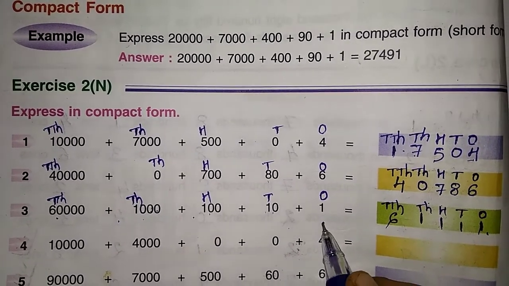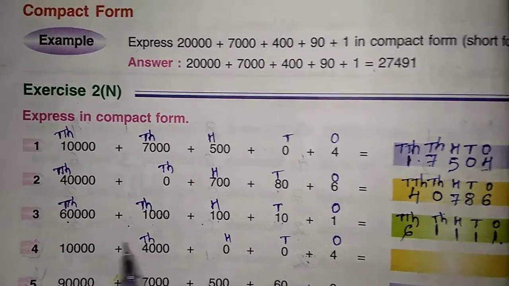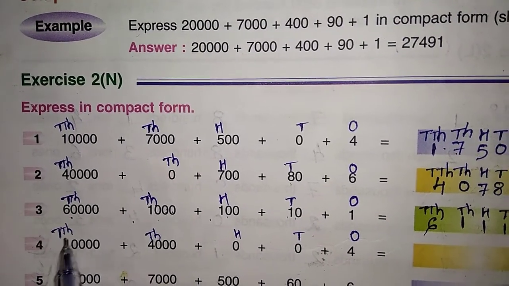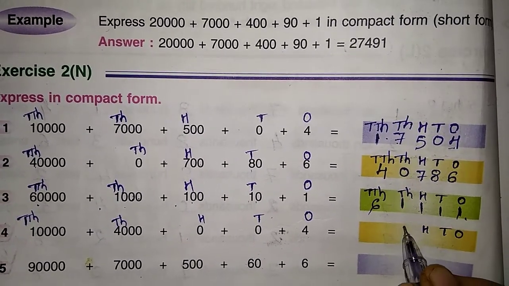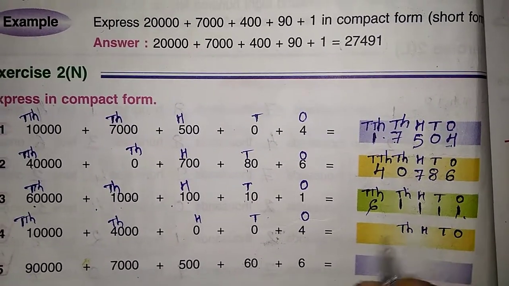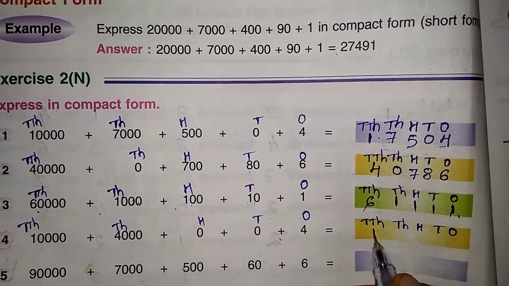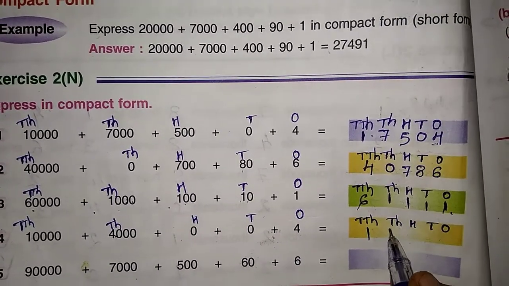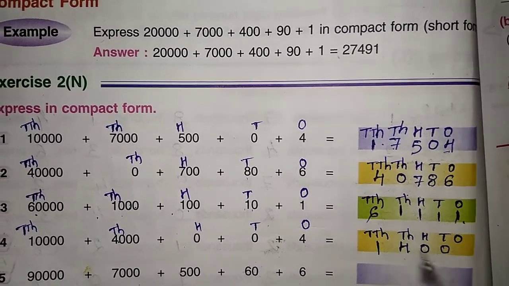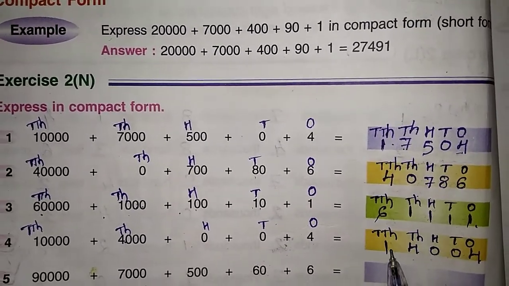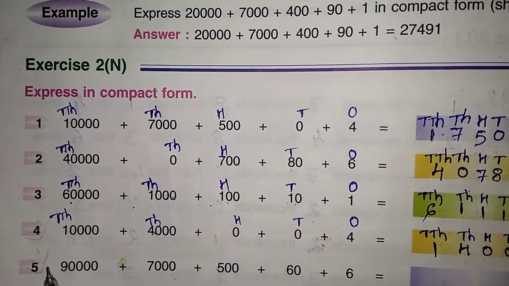We'll go for the fourth sum. In the ones place 4 is there. Tens place 0. Hundred place 0. Thousand place 4. Ten thousand place 1. Then you have to write ones, tens, hundred, thousand, 10,000. 1 in the 10,000 place, 4 in the 1,000 place, in the 100 place 0 you have to write, here in the tens place also 0, and in the ones place 4. 14,004. We'll go for the fifth one, children.